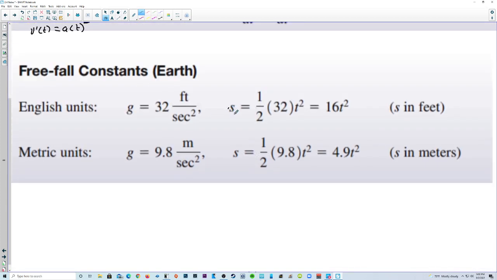Now, the position function, if you want to have gravity be 32 feet per second squared, then you start with 16t squared, because then velocity would be 32t and acceleration would be 32, and you would get that 32 feet per second squared. And in the metric system, it'd be 4.9t squared for the position function.